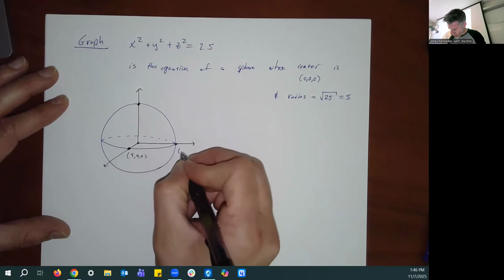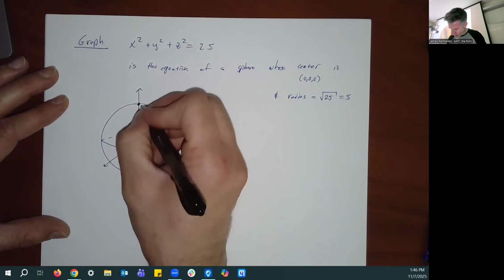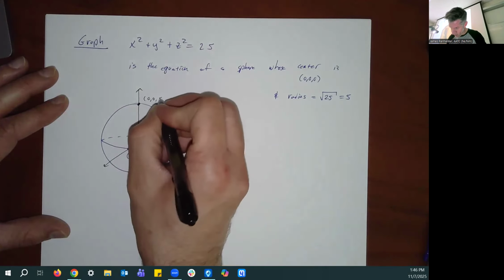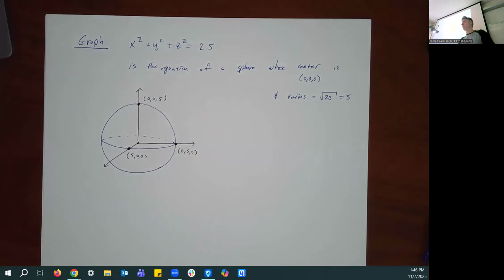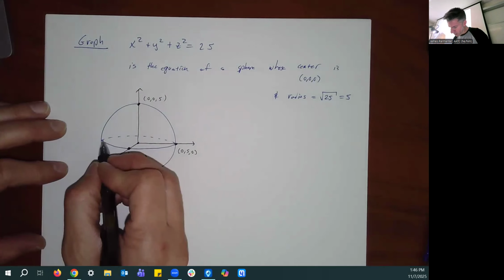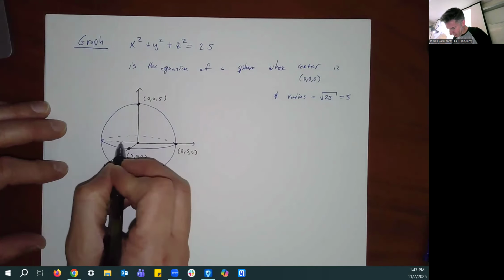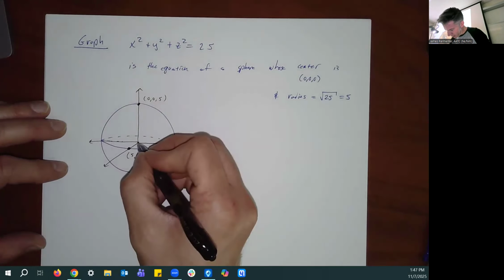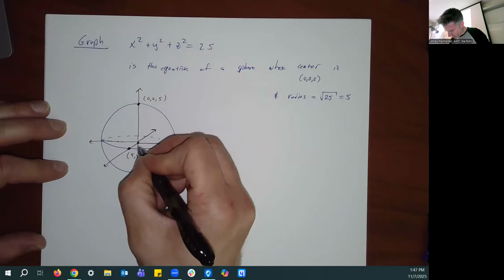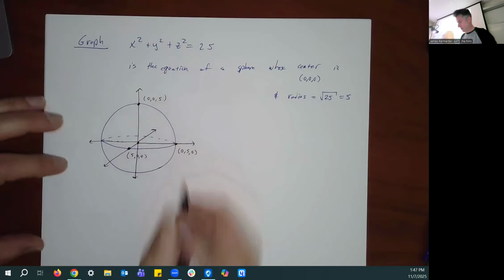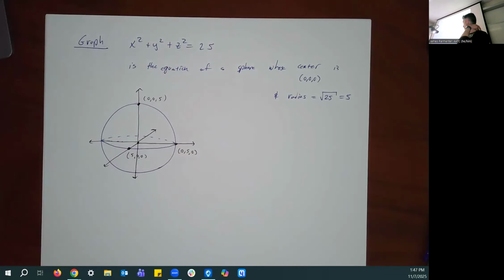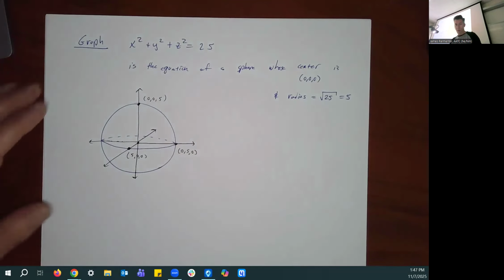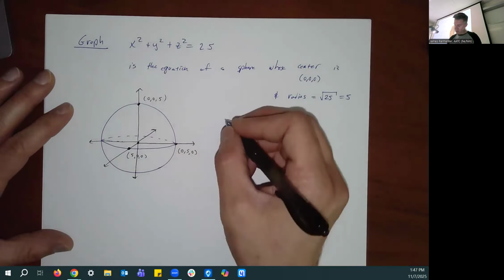There's my point (0, 5, 0). There's my point (0, 0, 5). Feels kind of like cheating, but it's all right. I guess we should also label the axes: here's my y-axis going that way, here's my x-axis going that way, and the z-axis going that way. Kind of funky, but okay.